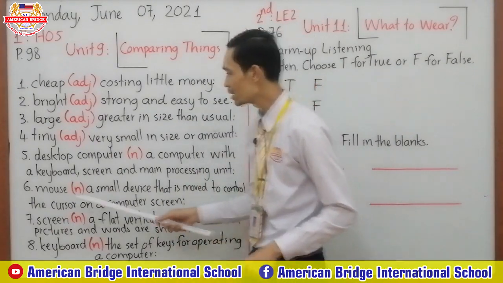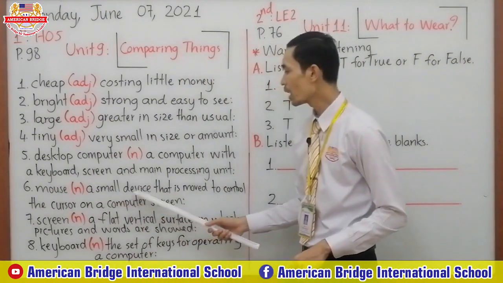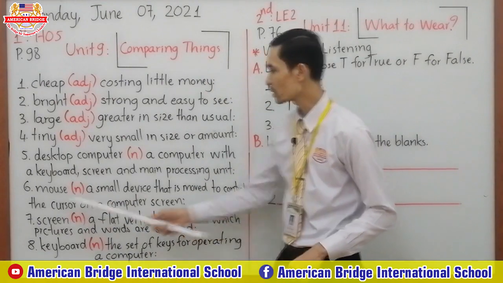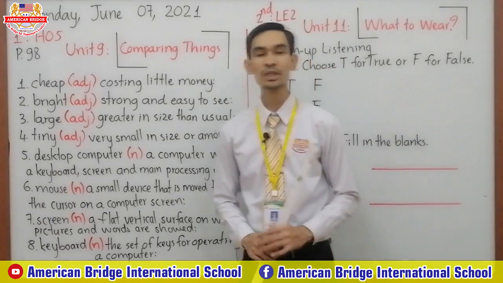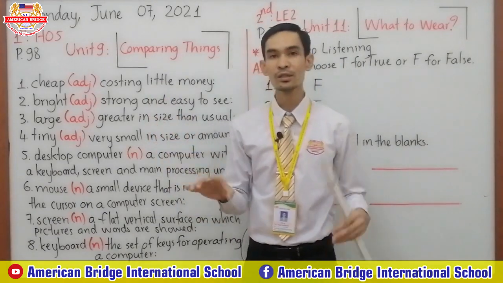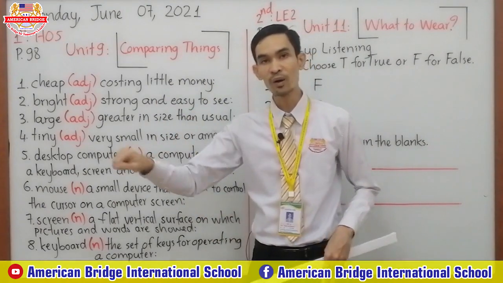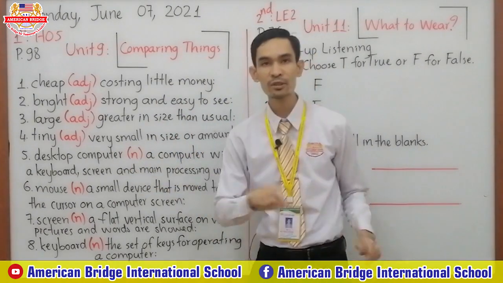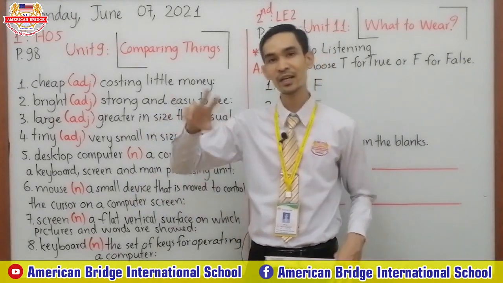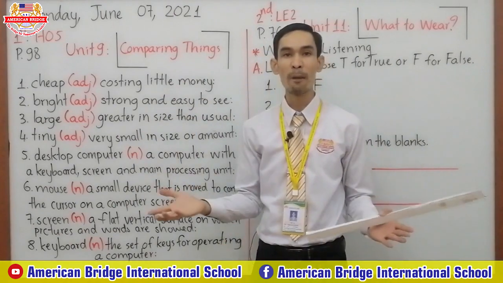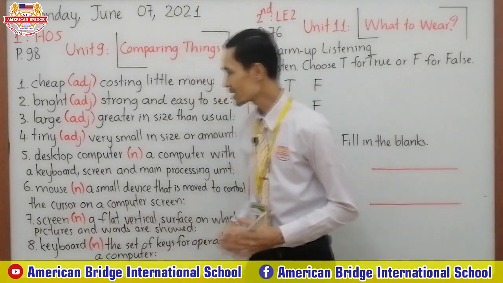Okay, so now let's continue to mouse. Mouse, a small device that is moved to control the cursor on a computer screen. On the computer screen, you see a cursor, right? A cursor is controlled by a mouse in your hand. So you can control left, right, up, it's up to you. And after that, you can use the left click, right click to press something, right? Okay, so I hope you can understand this word well.